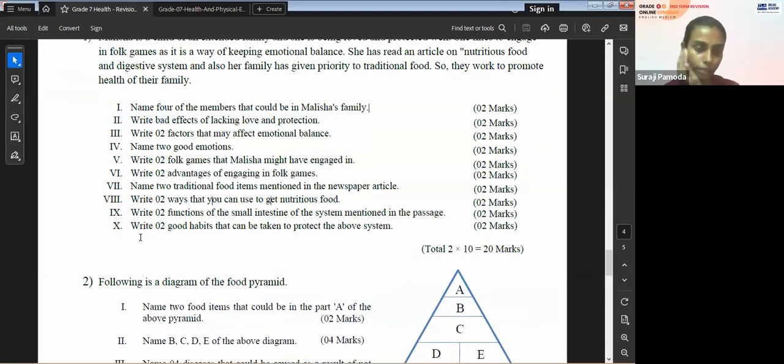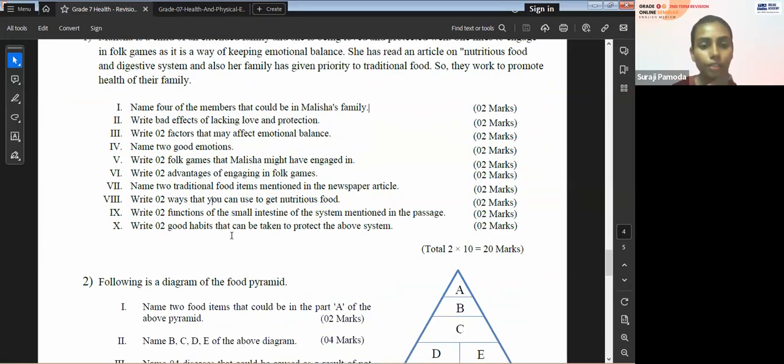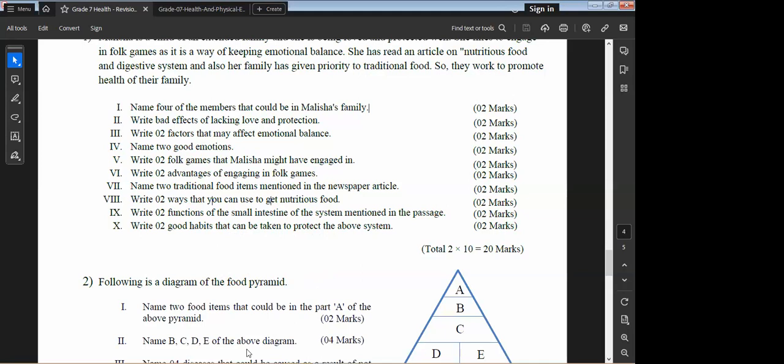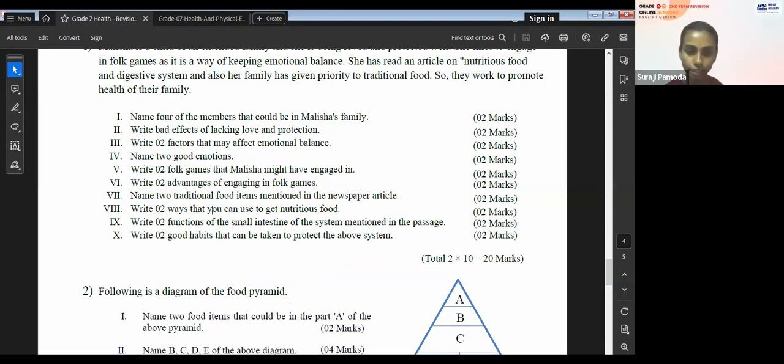Okay, right. The last one in the first question: write 2 good habits that can be taken to protect the above system. That means the digestive system. What can we do to protect the digestive system? Tell me. Water. Yes, good. Drink enough water. Any other?